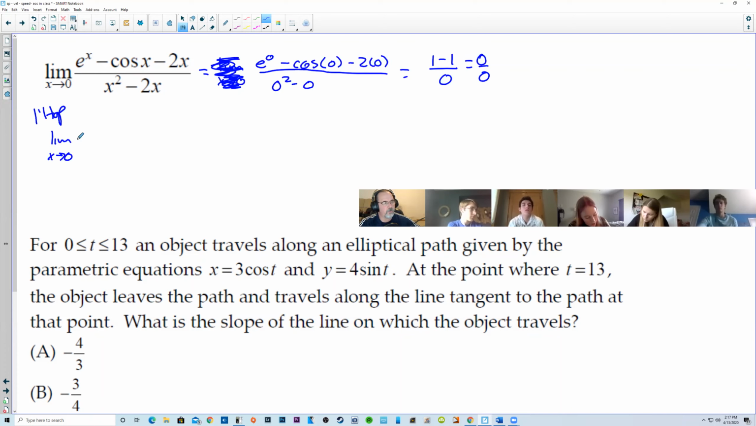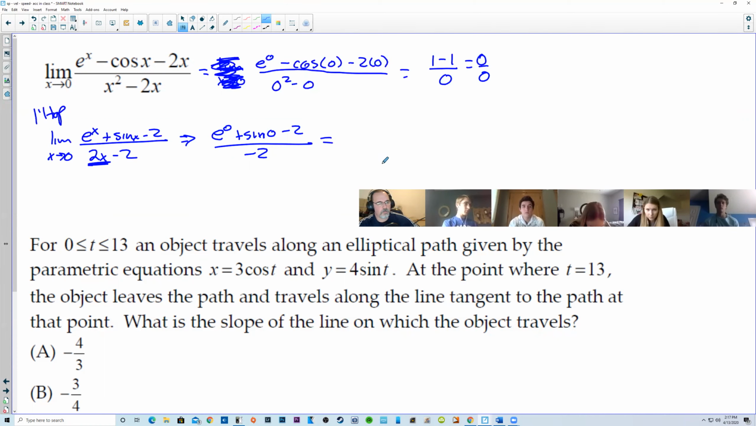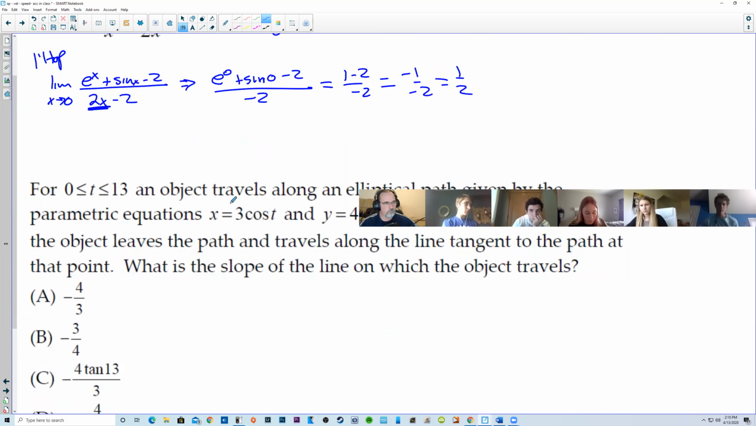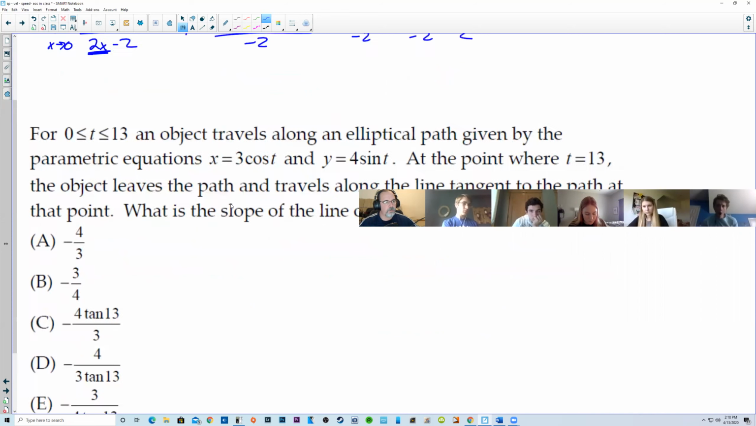Limit as x approaches 0 of e to the x plus sine of x minus 2 over 2x minus 2. And that is, now it's e to the 0 plus sine of 0 minus 2 over negative 2, because this will be 0 right there. Equals 1 plus 0 minus 2 over negative 2, negative 1 over negative 2. I'm getting 1/2 as the limit. I'll leave the work right there.